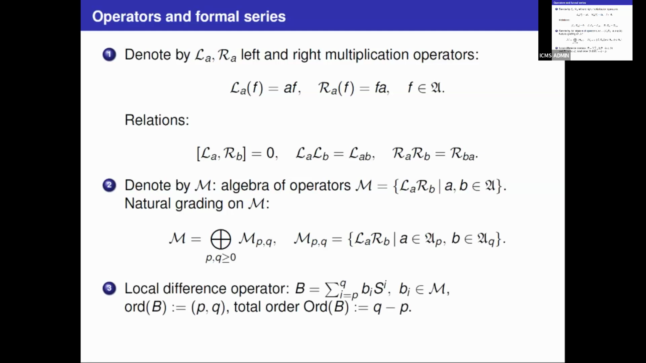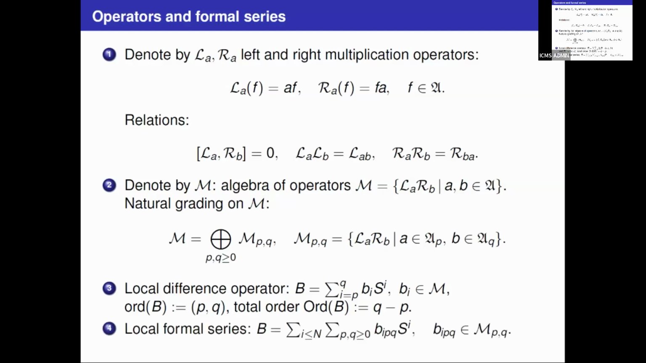Difference operators. By a difference operator, we will understand a finite expression of this form. S is a shift, and coefficients live in the operator algebra. Each element here is some left multiplication, some right multiplication times shift. Shift we can always bring to the right. And finally, formal series: infinite sums, so a sum over grading and a sum over power. For the shift operator, we will consider only the negative direction.